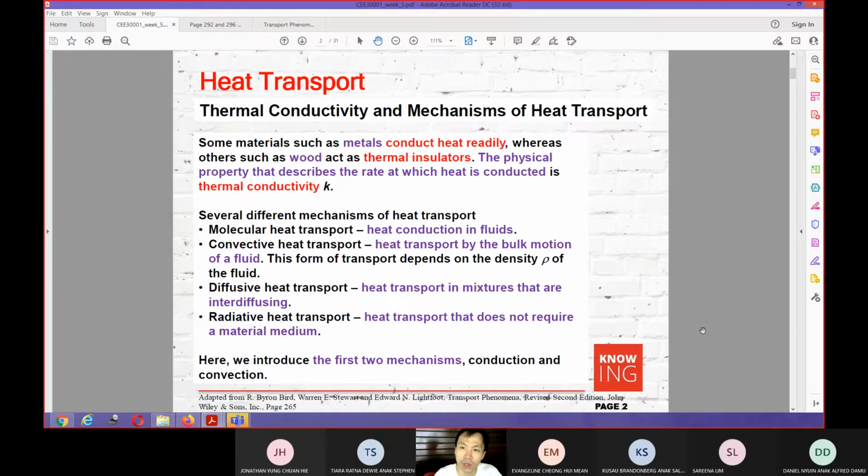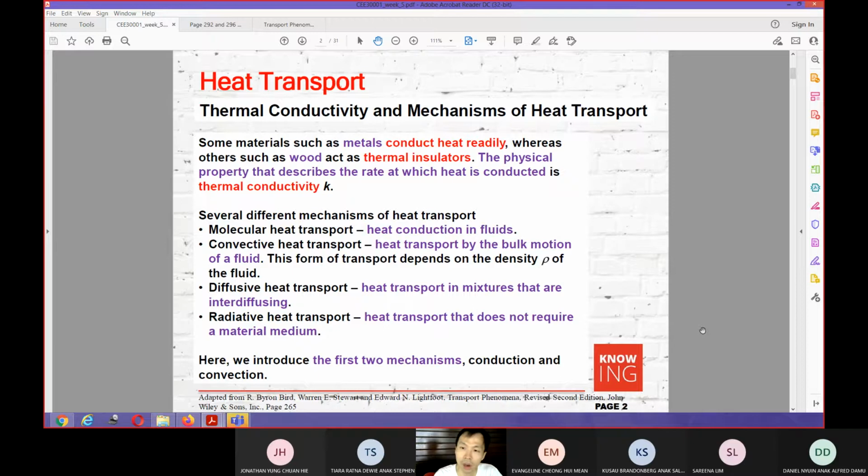As you know, in nature, some materials conduct heat readily. For example, if you go into the kitchen, you will use a pan that is made from metal because metals conduct heat readily. Some other materials, such as wood, will not basically get hot if you heat them. So there is a difference in the property of these two solid materials. One is called a conductor, the other is an insulator. The physical property that describes the rate at which heat is conducted is called the thermal conductivity.